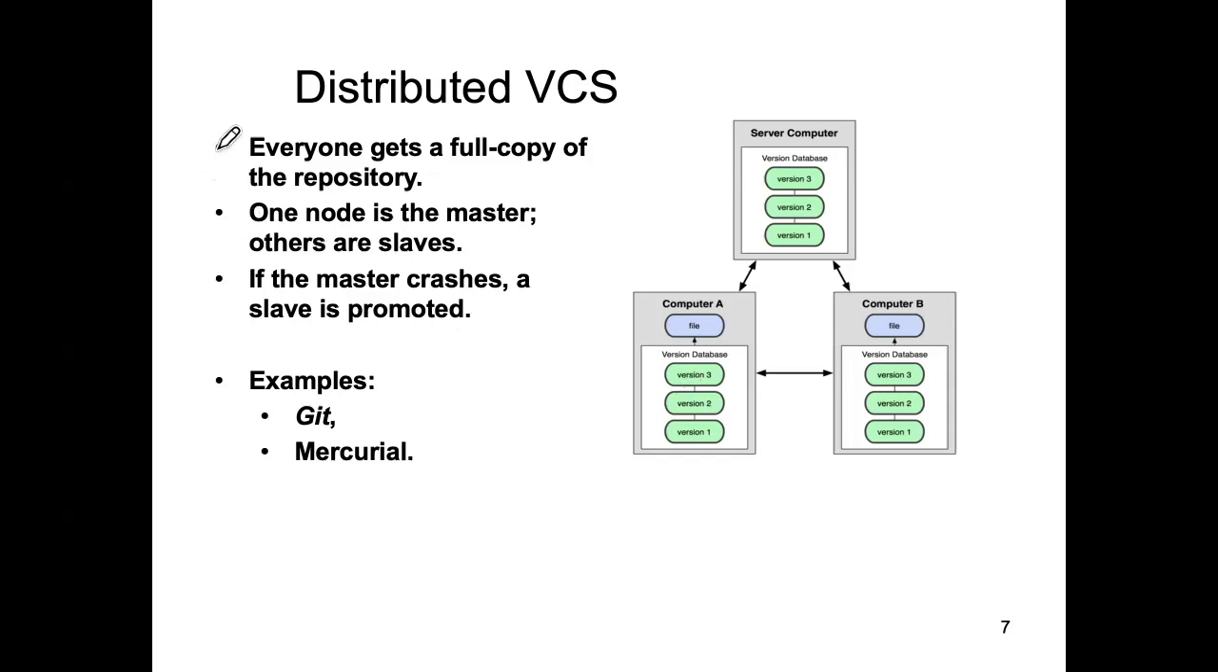So on the left, I'm saying, yeah, everybody gets a full copy of the repository. One node is deemed the master. If that node goes down, then one of the slaves is nominated as the new master. That's how Git works. And there's also a tool called Mercurial, which works the same way.